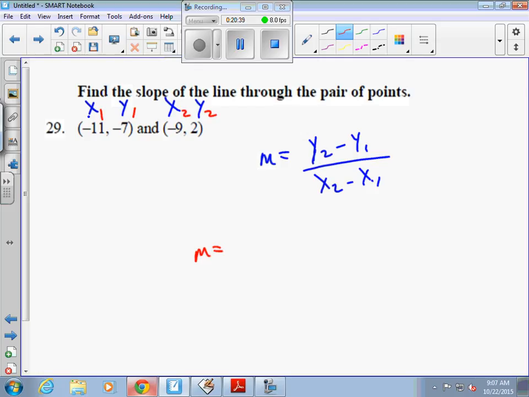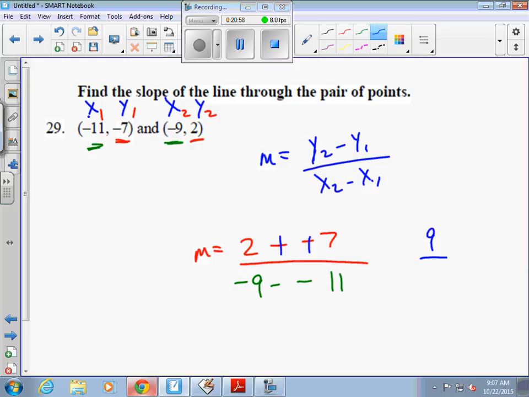So m is y sub 2 is this one, 2, minus y sub 1 is this one, minus a negative 7 over x sub 2 is this one, negative 9, minus x sub 1, a negative 11. 2 minus a negative 7 means plus 7, which gives you 9. Negative 9 minus a negative 11 means plus 11. Negative 9 plus 11 is positive 2. Your slope then is positive 9 over 2.